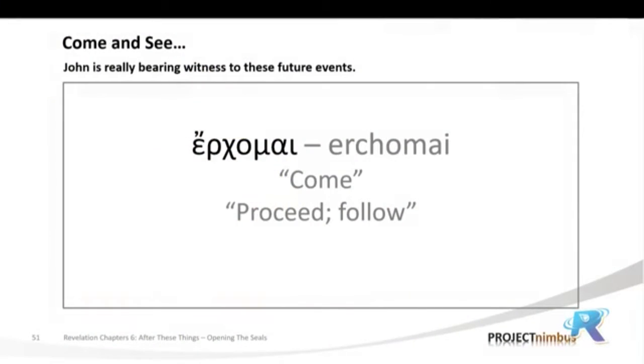And the creature said with a voice like thunder, come and see. John is really bearing witness to these future events. This isn't just a dream. He's seeing it with his own eyes. Come, in the Greek, is erchomai. It means proceed or follow. Come, visit this place, be here. To come from one place to another, used of persons arriving.